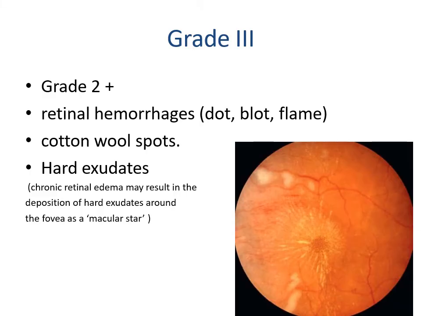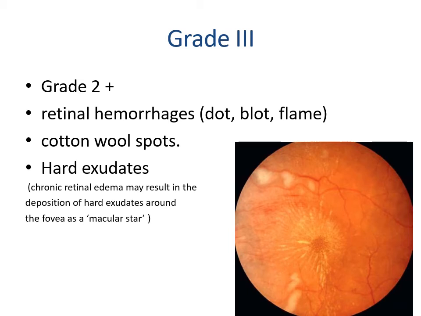Grade 3 of Keith Wagner's classification is grade 2 along with retinal hemorrhages, which can be in the form of dot, blot, or flame shaped hemorrhages. Now, flame shaped hemorrhages are more common in hypertensive retinopathy. These are superficial hemorrhages which are present in the retinal nerve fiber layer. Dot and blot hemorrhages may be present, but they are more specific for diabetic retinopathy, and they are deeper hemorrhages and hence they are smaller in size.